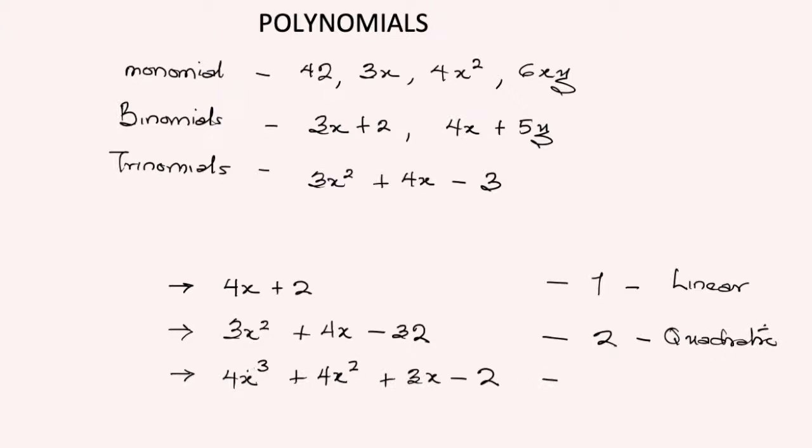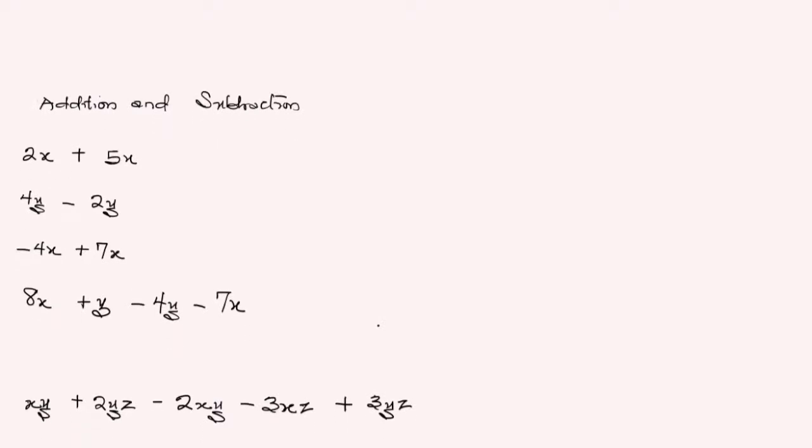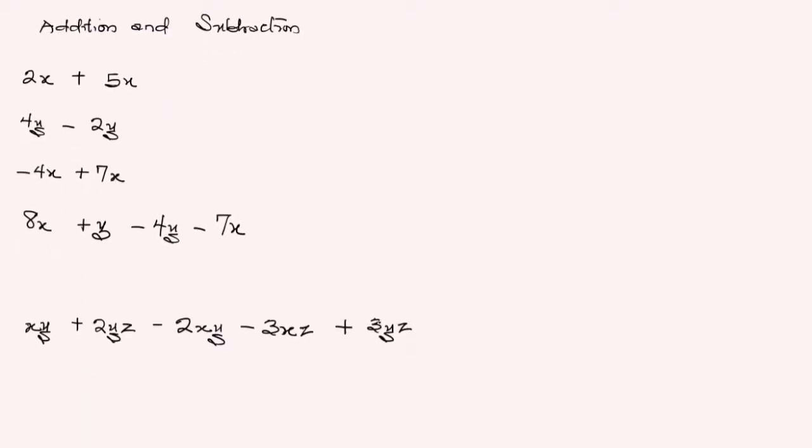Now, for this one, the degree is 3 because 3 is the highest power to which x is raised. Polynomials with the degree of 3 are called cubic expressions. So now that we know the different types of polynomials and the degrees of polynomials, let's do some basic addition and subtraction of polynomials.